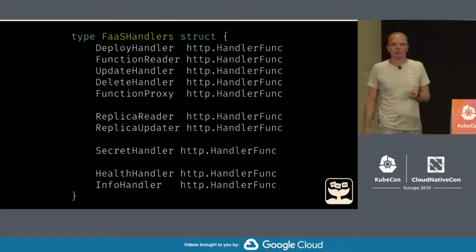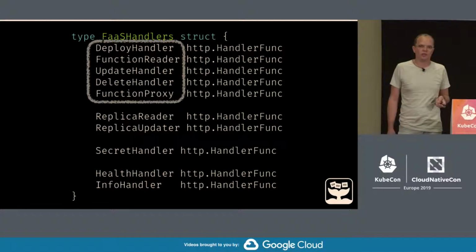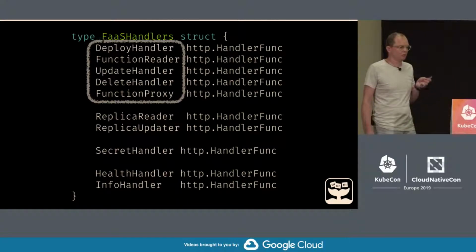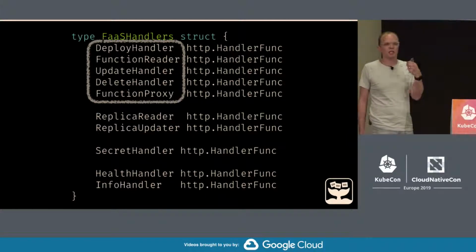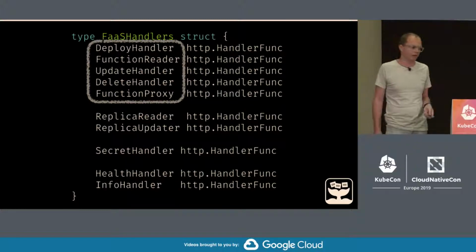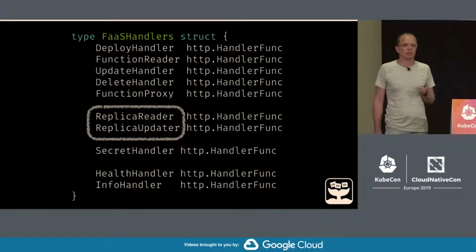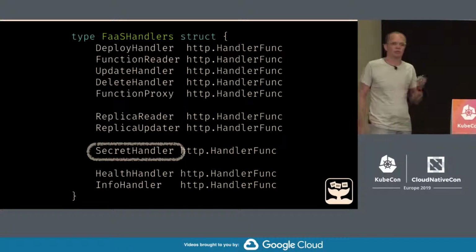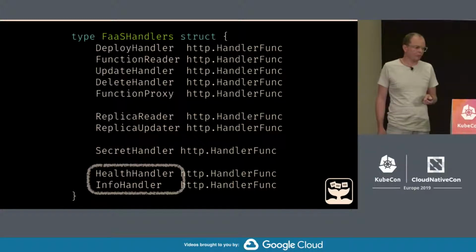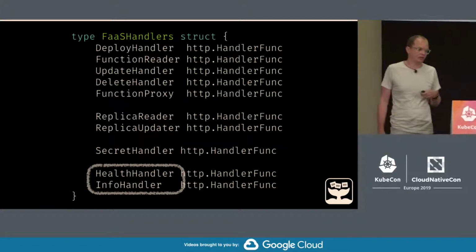So this is that contract in code. And the first 5 functions are really CRUD functions. Deploy handler creates. Then we have read, update, delete. And function proxy there means please invoke my function and give me the result back. In the middle, we've got 2 little handlers for scaling up and down, quite self-explanatory. We have the ability to define secrets on the platform target. That's useful. That's allowed us to build common tooling further upstream. And we have health and version information.